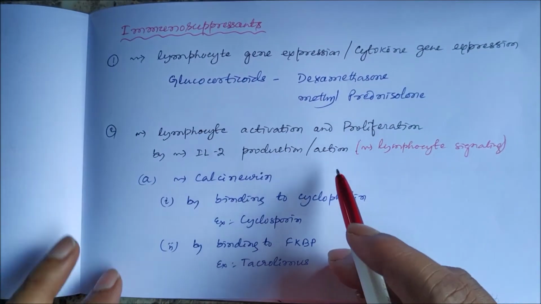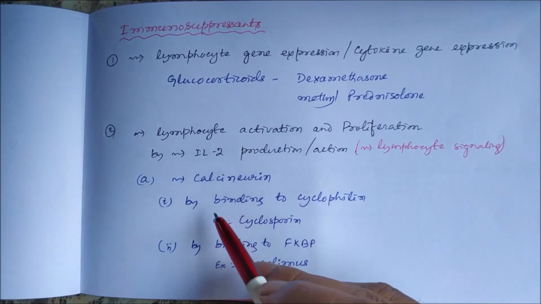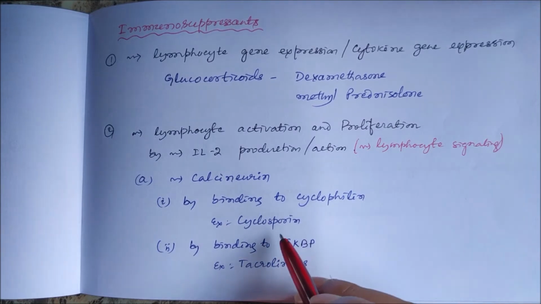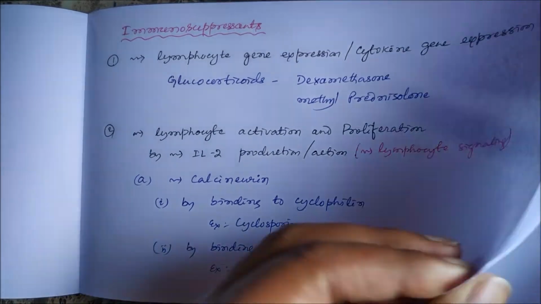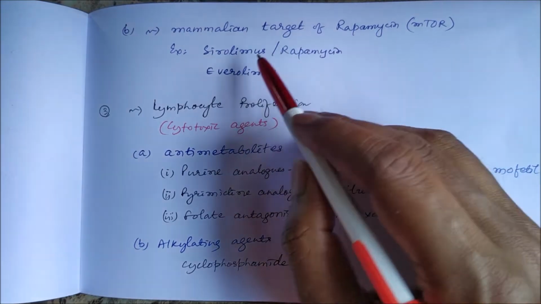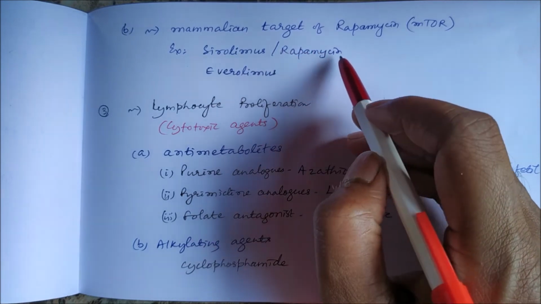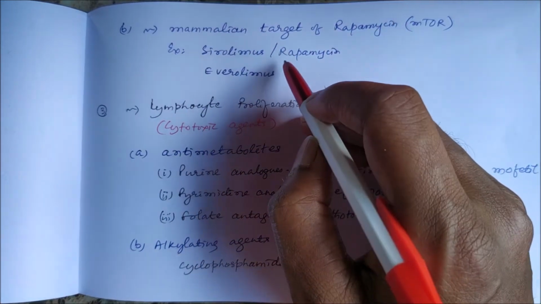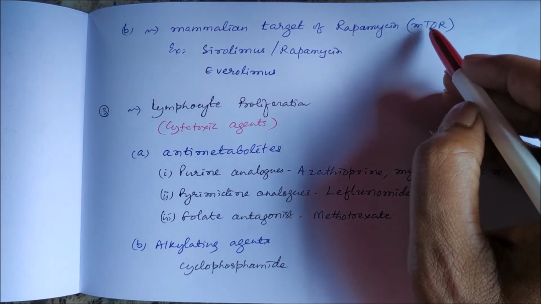So drugs which inhibit interleukin 2 production or action by inhibiting calcineurin: drugs binding cyclophilin, example cyclosporin, and drugs binding FKBP, example tacrolimus. Then the second group is drugs which inhibit the mammalian target of rapamycin, example sirolimus, everolimus. Sirolimus is also known as rapamycin, so this target is called mammalian target of rapamycin. So sirolimus first binds to the FKBP, then it inhibits the mammalian target of rapamycin.